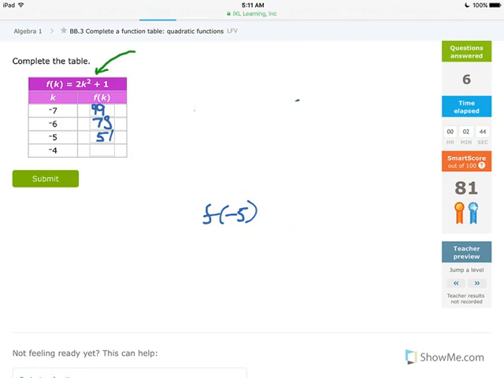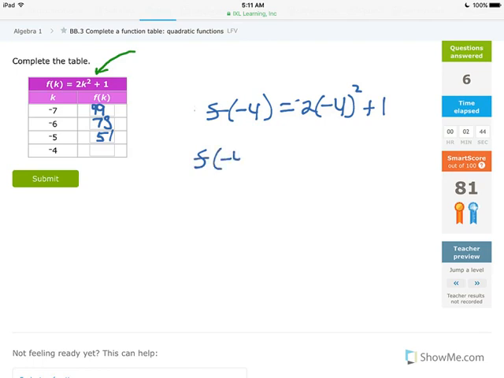And the last one is negative 4. So 2 times negative 4 squared plus 1. Negative 4 times negative 4 is 16. 16 times 2 is 32. Plus 1 more is 33.